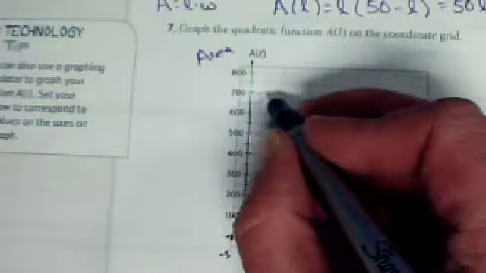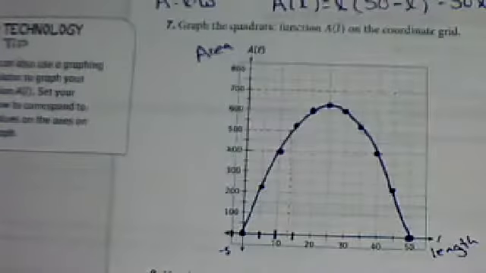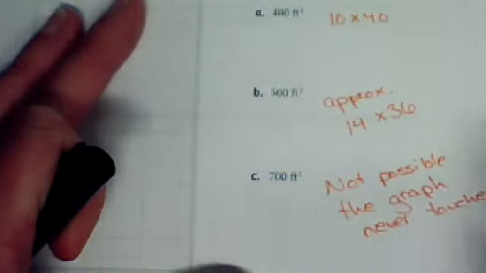Now, what about 700 feet squared? Will we ever have an area of 700 feet squared? No, our graph never touches. Not possible. The graph never touches. Okay, let's continue.